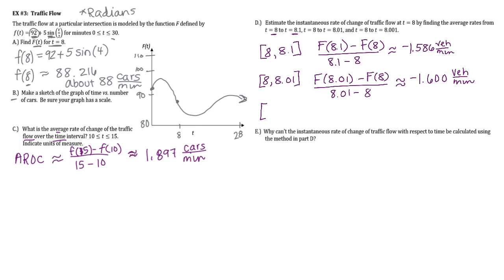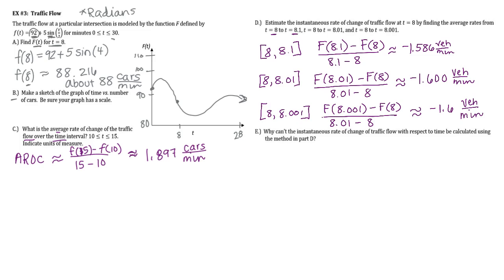And now the last interval they wanted was 8 to 8.001. So then that's going to be f at 8.001 minus f at 8, again over 8.001 minus 8. And so that's going to be about negative 1.6 vehicles per minute. Okay, so notice that we're going through, and it looks like a negative 1.6 would be a good approximation here.